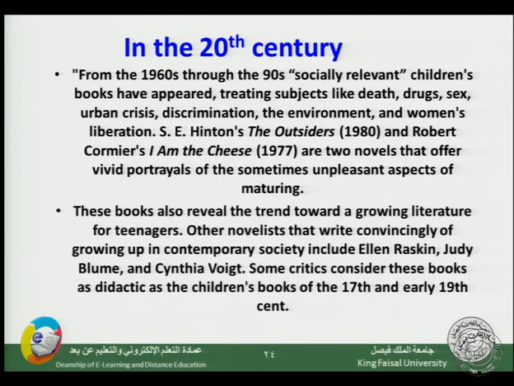These books also reveal the trend toward a growing literature for teenagers. Other novelists that write convincingly of growing up in contemporary society include Raskin, Bloom, Weigand. Some critics consider these books as didactic as the children's books of the 17th and early 19th century. Some writers in the present age go back to the 17th and 19th century, forgetting pleasure and enjoyment and concentrating only on didacticism or on education.